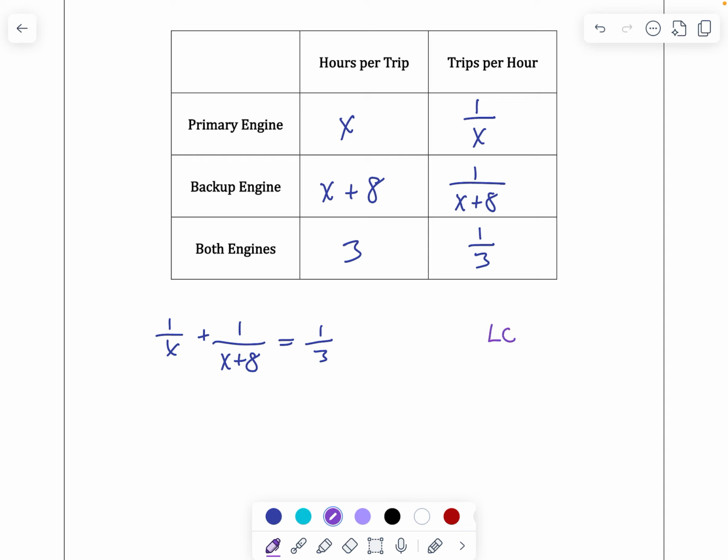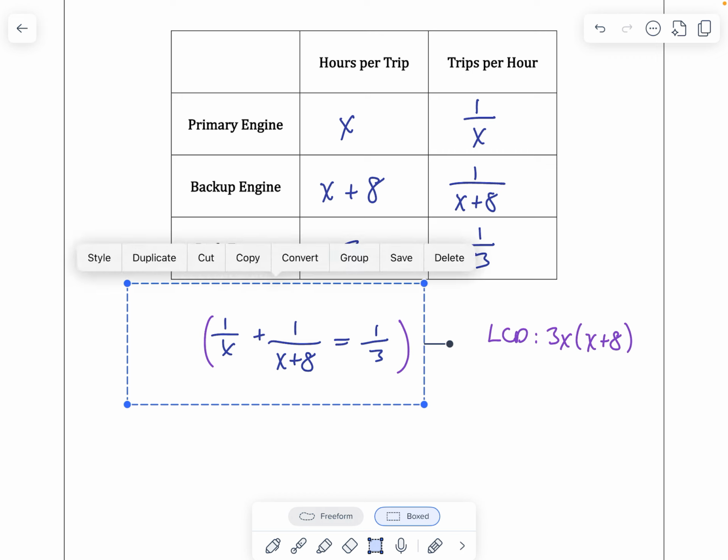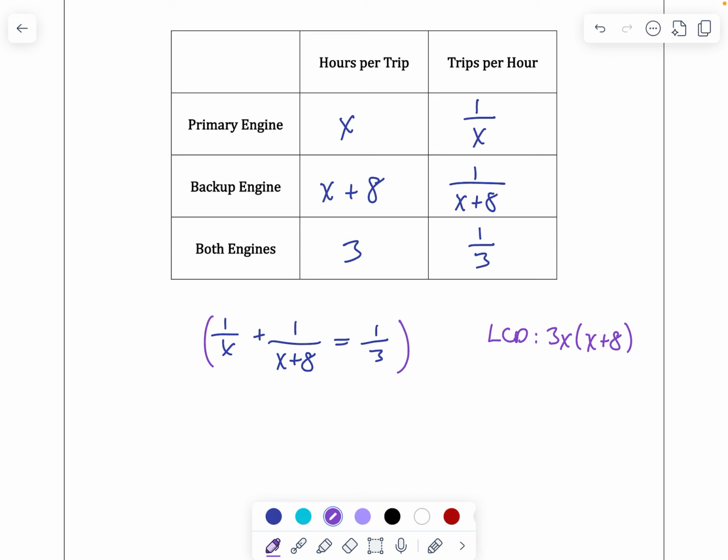We're going to use the LCD of 3x times x plus 8 to clear the fractions. Wow, how do you know we're at the end of the video? Because my penmanship sucks. All right, here we go. It's okay. Doesn't have to be perfect.